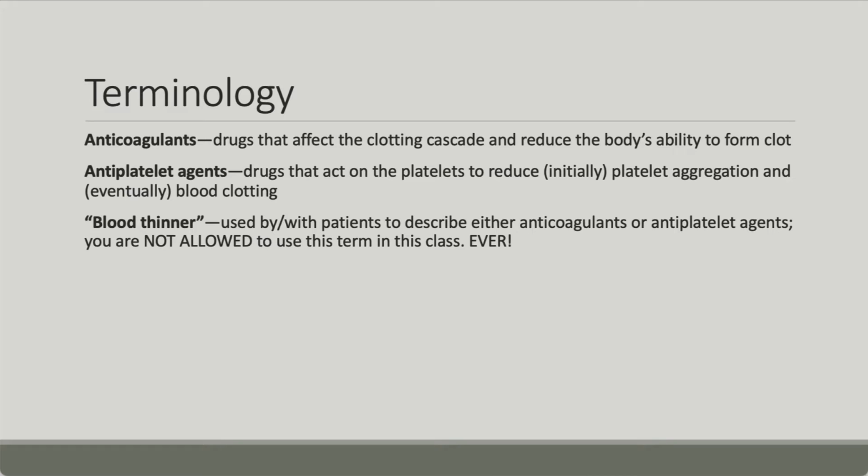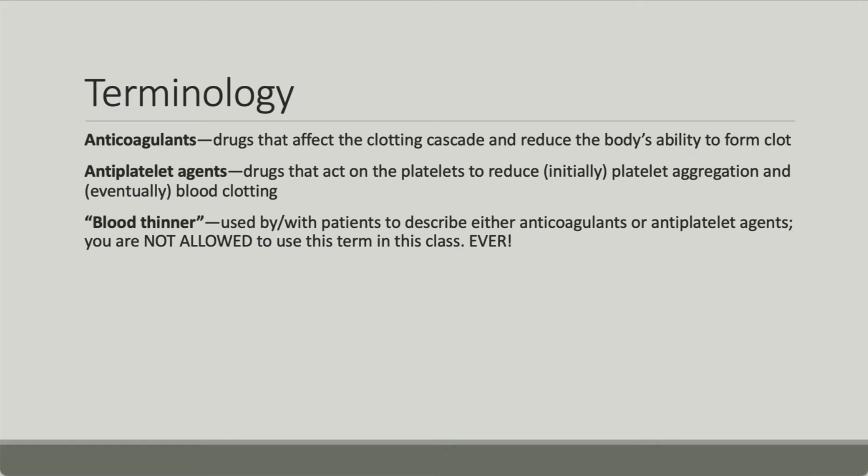So that's anticoagulants. Antiplatelets are drugs that act on the platelets to reduce their aggregation. All right. And I have the word initially in here because the platelet aggregation is the first step in the clotting process.